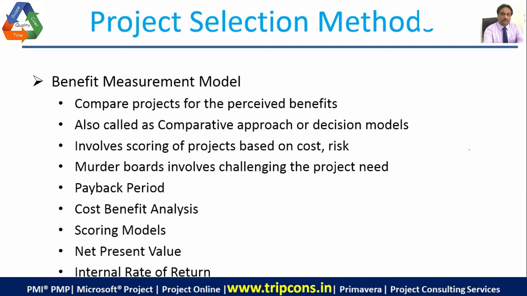Then there's the scoring model, where I would apply scores, and net present value, which tells the value of tomorrow's money in today's terms. Then there is internal rate of return, which tells you the year on year return from the business, as you invest the initial principal into the business, and the business returns you more money and you put it back into the business, it expands to give you more returns. So that adds up. That is called the internal rate of return. So that is the benefit measurement model.